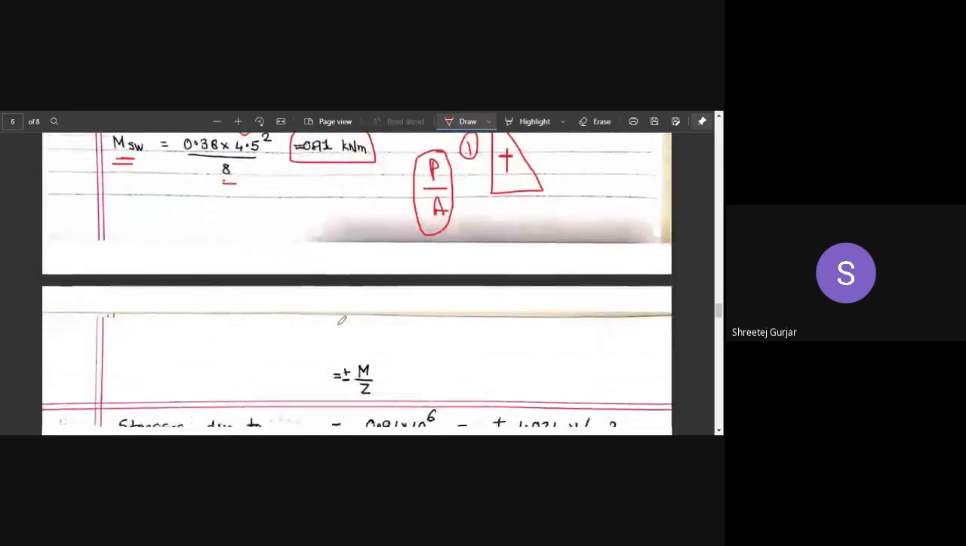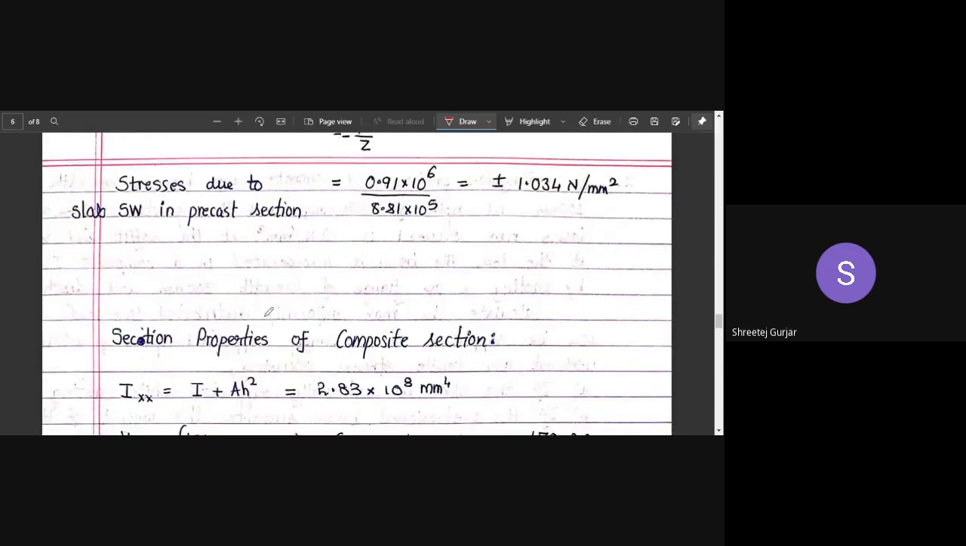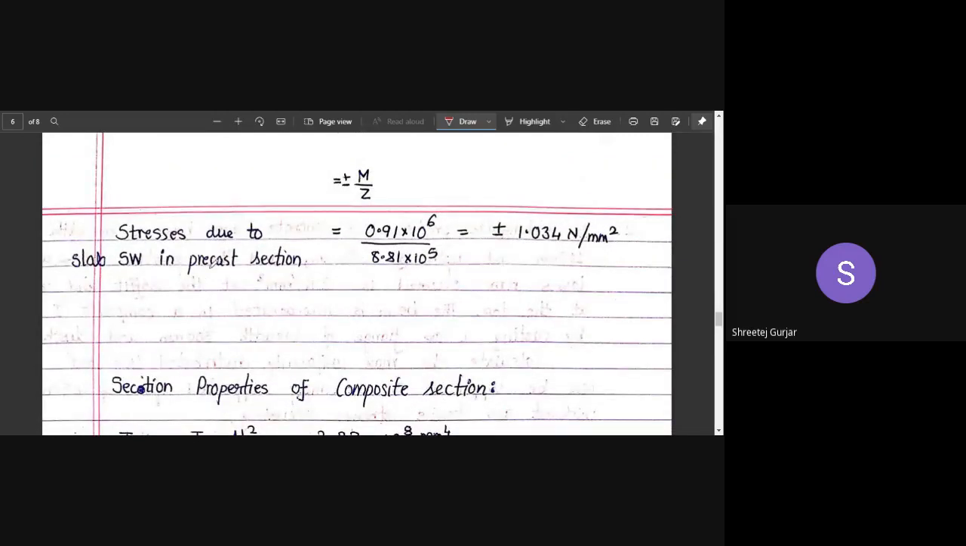Using this moment, we can calculate the stresses, right? So these stresses are in the precast section. Remember, this is not in the cast in-situ slab, right? This is in the precast beam, because of the self weight of the slab. Okay, because this is which condition? This is unpropped condition.